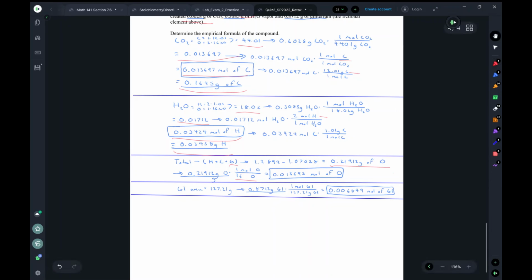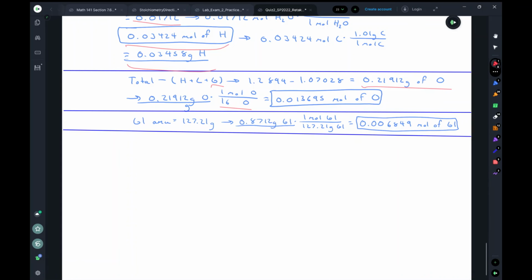And once we have found the amount of each element created, we must convert the elements to moles and divide each element by the lowest mole amount amongst them. As such, H equals, oxygen equals.